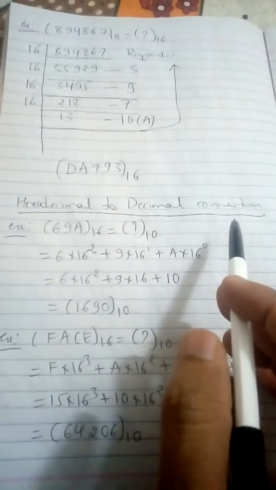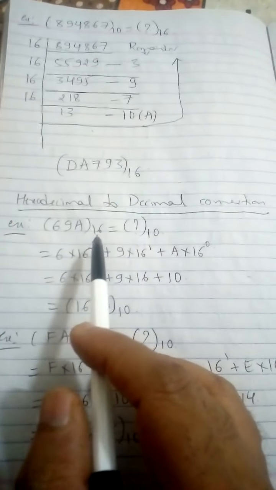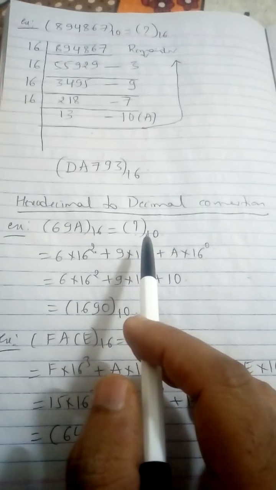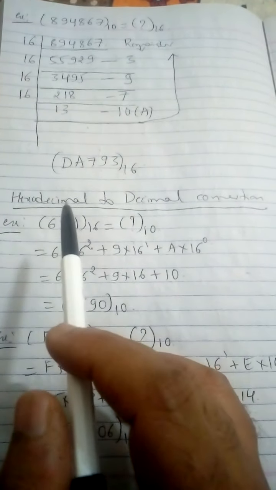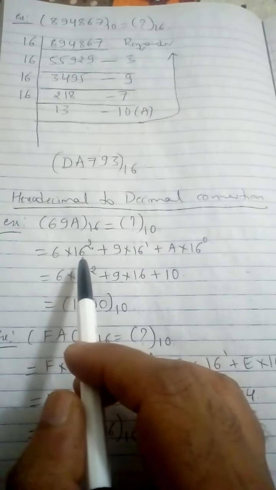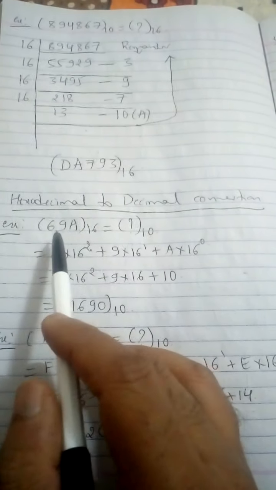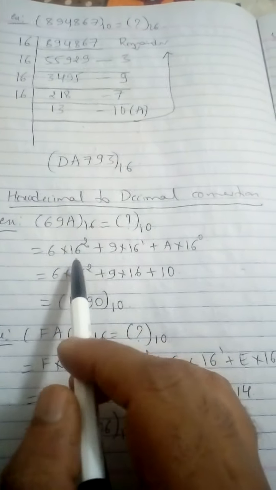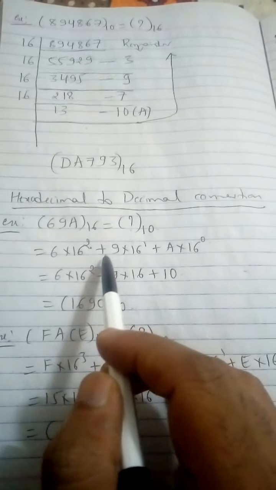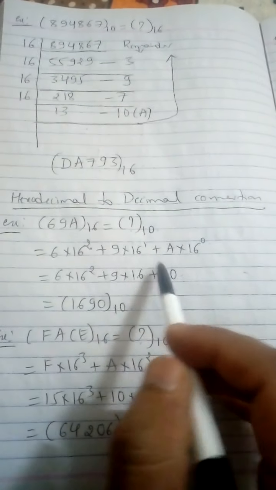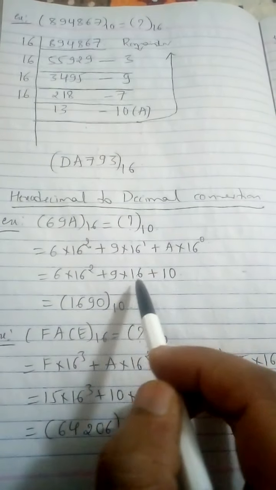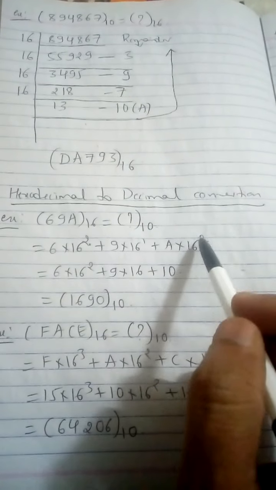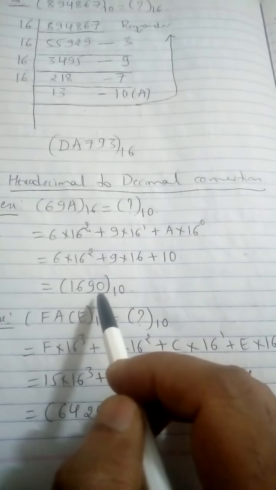Okay, so next is hexadecimal to decimal conversion. So 69A is a hex number. I need to convert this into decimal. So use the polynomial format as we have used in the case of binary to decimal or octal to decimal. So only the radix will change here. 6 into, after 6 we have two digits, so 6 into 16 squared plus 9 into 16 raised to 1 plus A into 16 raised to 0. So 6 into 16 squared plus 9 into 16 plus A, which means 10. Anything raised to 0 is 1. So I am getting answer as 1690.